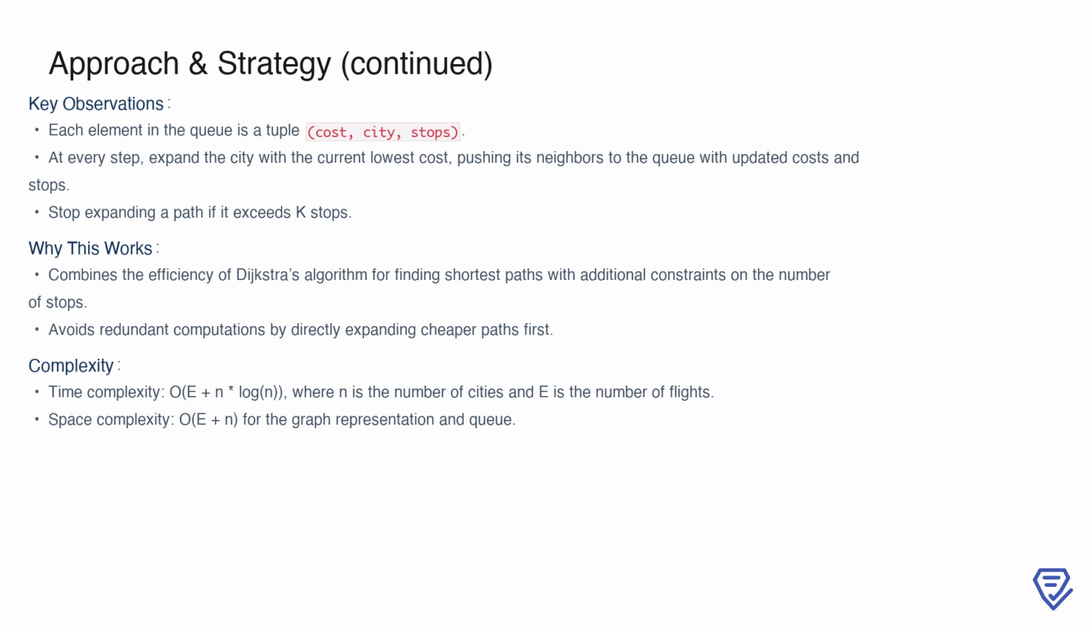This approach works well because it combines the efficiency of Dijkstra's algorithm, which prioritizes cheaper paths first, with the ability to enforce the k-stops constraint as part of the traversal. In terms of complexity, it performs well with a time complexity of O(e + n log n), where n represents the number of cities and e the number of flights, and a space complexity of O(e + n), to store the graph and the priority queue.